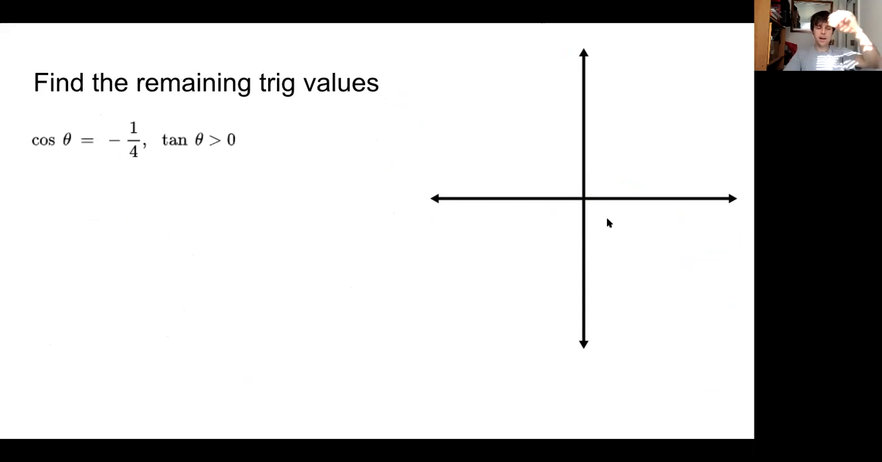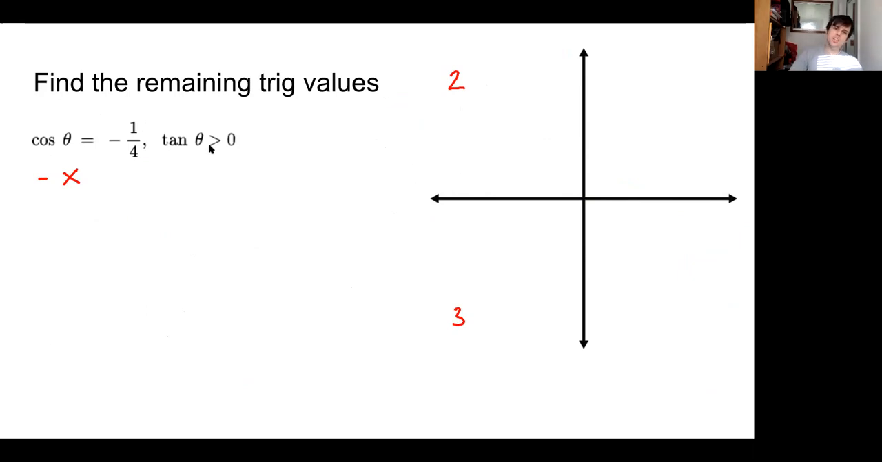All right, and here's my last example. So same idea, I first need to figure out what quadrant I'm dealing with. I have a cosine value of -1/4, so that means my x is negative. So I'm either in quadrant 3 or quadrant 2 over here. That's where I have negative x coordinates.